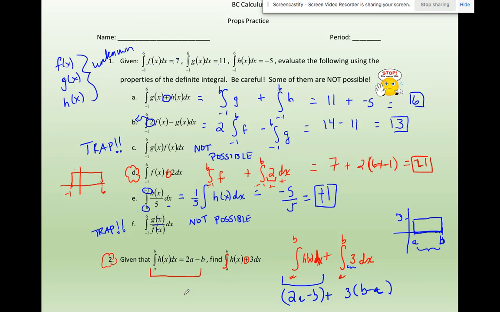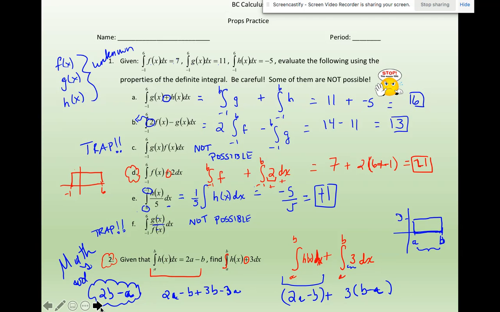Now what is this? So this is just 2a minus b plus 3b minus 3a. Combine like terms. And what do you get? Ta-da! I feel so smart, right? Right?